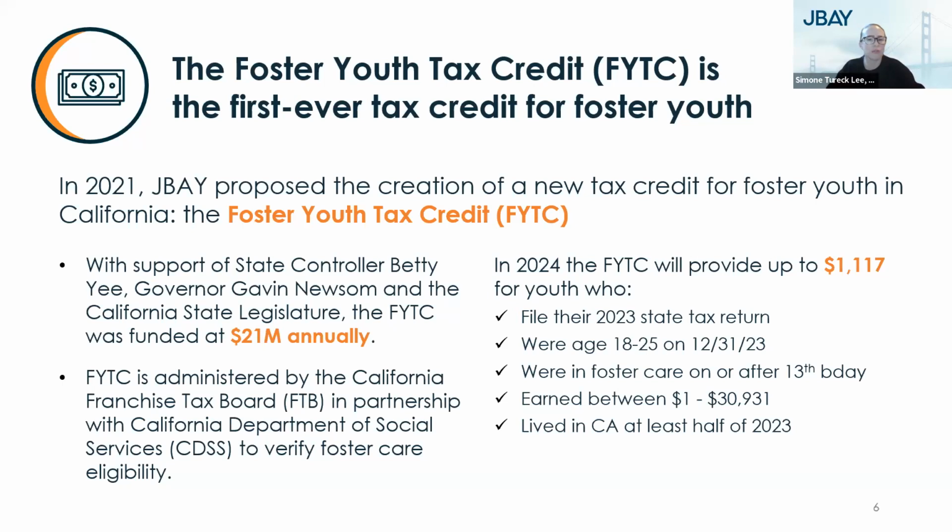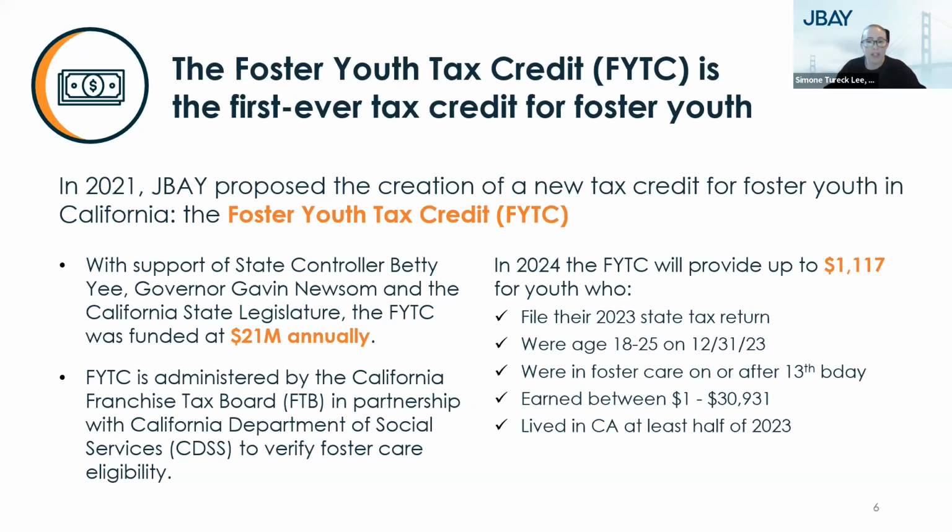And then lastly, you have to have lived in California for at least half the tax year. So 2023 in this case, and you also need a Social Security number, or if you're undocumented, an Individual Taxpayer Identification Number, or an ITIN. But that's really more about what you need to file your taxes anyways.